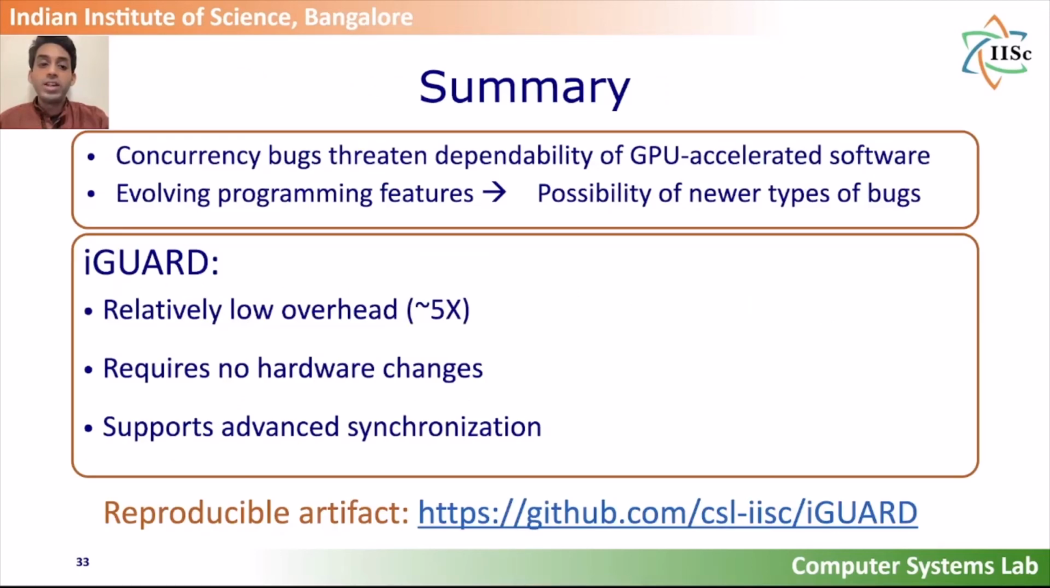To summarize, concurrency bugs threaten GPU applications. Newly evolving programming features also come with the possibility of new bugs. To combat these bugs, we propose iGUARD, a race detector with low overhead that requires no hardware changes and supports advanced synchronization.